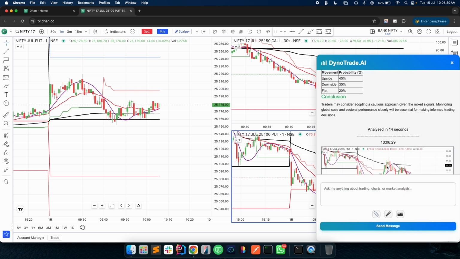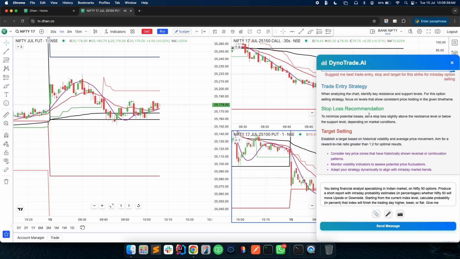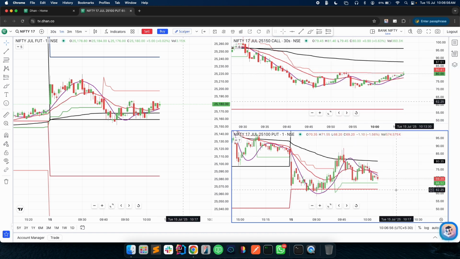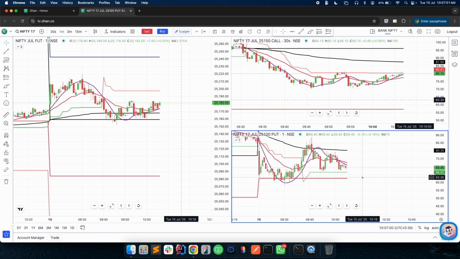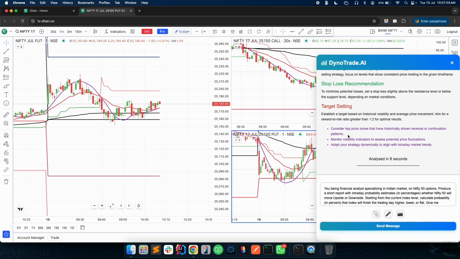Okay, let's see what it is coming up with. Right now it's trading around 69.90. What it says: consider key price on historically shown reversal continuation by monitoring volatility. Okay, it basically could not come up with the proper entry and exit prices because it was just hovering around. That's what it's trying to say.